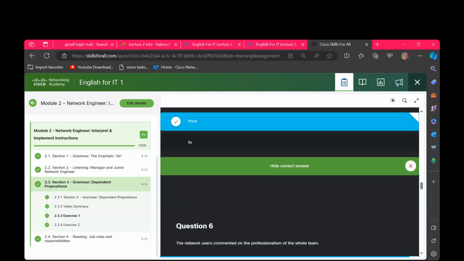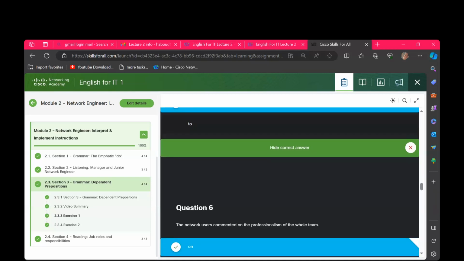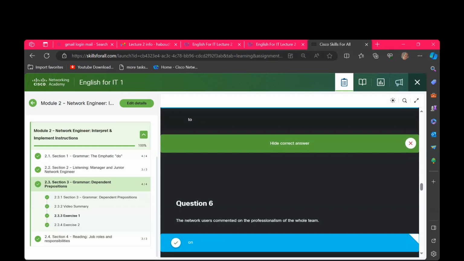Very good. Question 6. The network users commented on the professionalism of the whole team. What do you think? The network users commented on the professionalism of the whole team. Yes, very good. Commented on. Verb followed by dependent preposition.